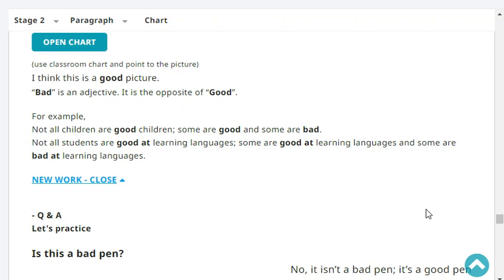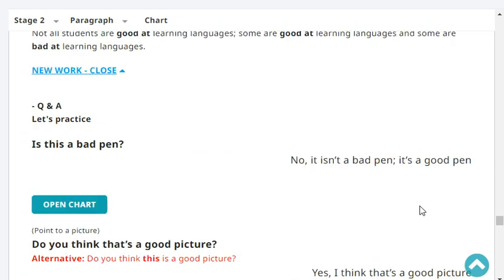For example, not all children are good children. Some are good children and some are bad children. Not all students are good at learning languages. Some are good at learning languages and some are bad at learning languages. Let's practice. Is this a bad pen?